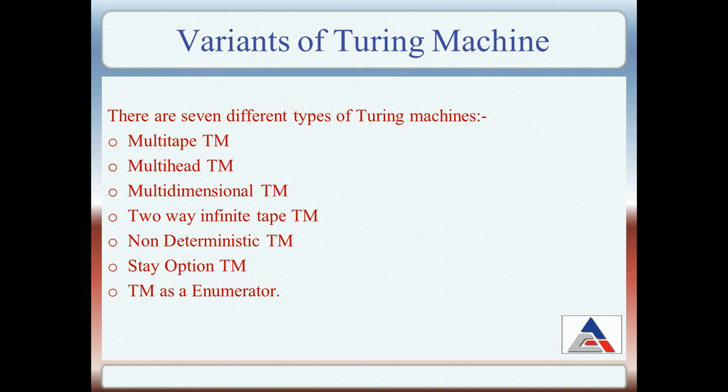Next we have variants of Turing machine. There are 7 different types of Turing machines. The first category is called multi-tape Turing machine. The second is called multi-head Turing machine. Then we have multi-dimensional Turing machine, two-way infinite tape Turing machine, non-deterministic Turing machine, stay option Turing machine, and Turing machine as an enumerator.